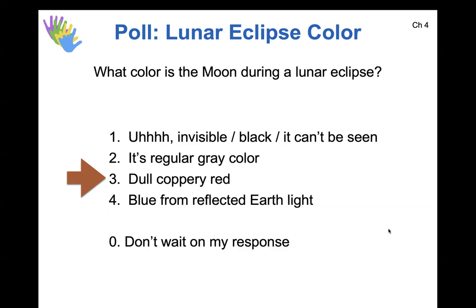That sounds right. But why red? Why does a total lunar eclipse cause the moon to become red? Anybody know or have a guess? The sun, yeah, but indirectly. The sun's involved, but that's not the main reason.